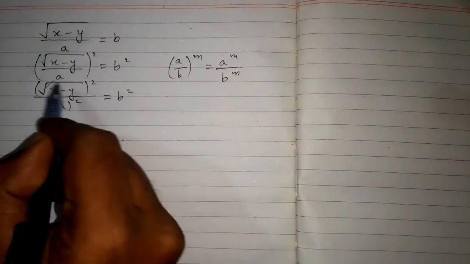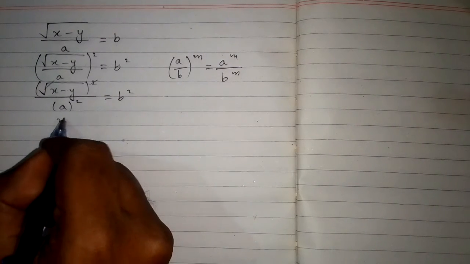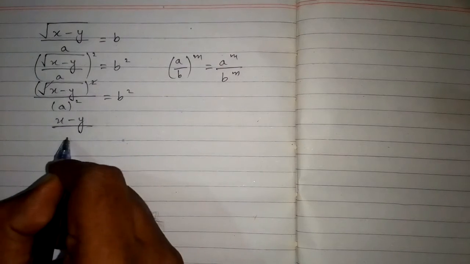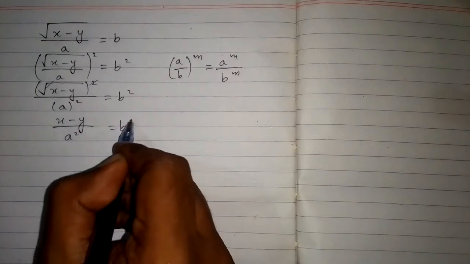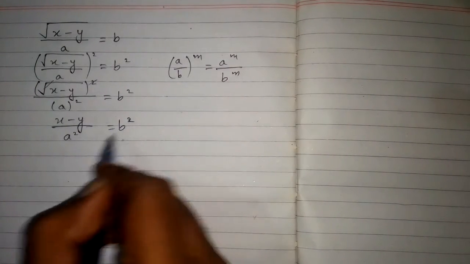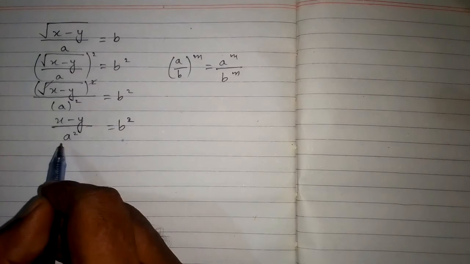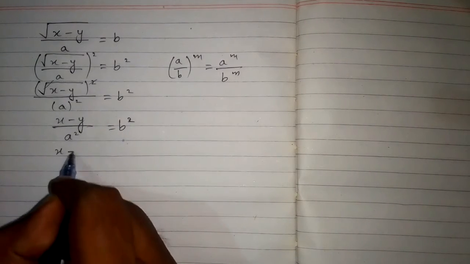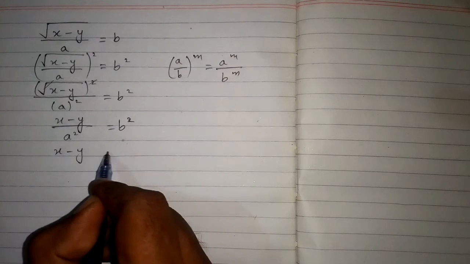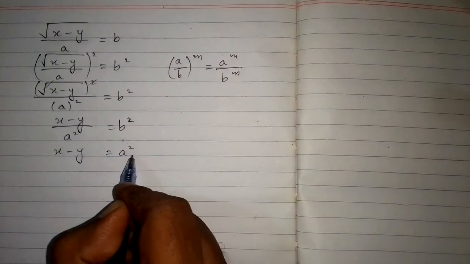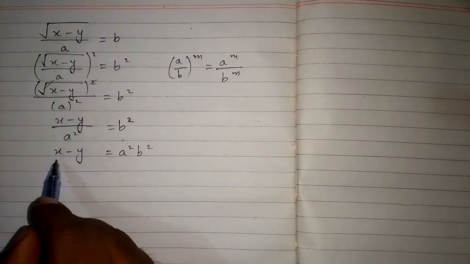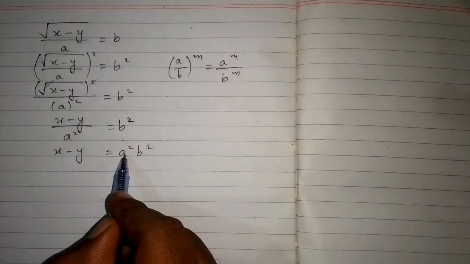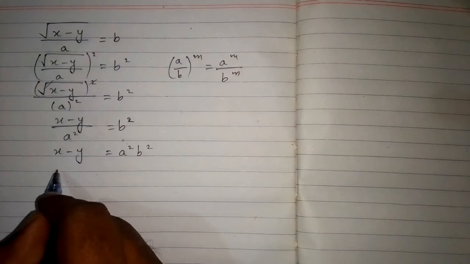Now we can cancel square and square root. So we have x minus y upon a square is equal to b square. Now since this a square is dividing on this side, when we take this a square to the other side, it will be multiplied by b square. So we have x minus y is equal to a square b square.